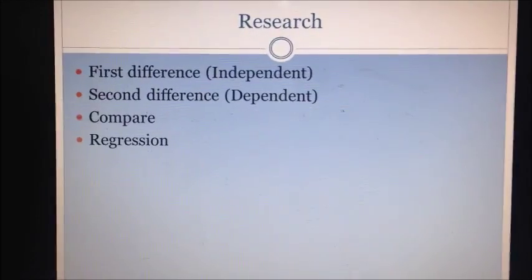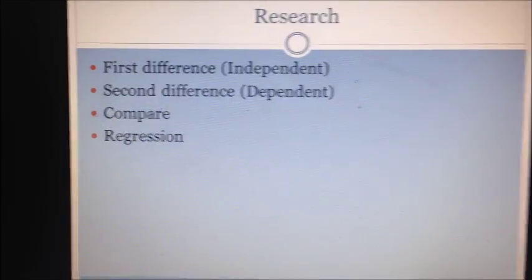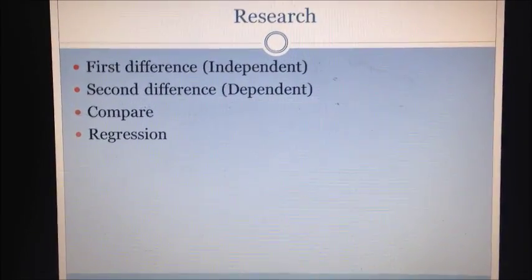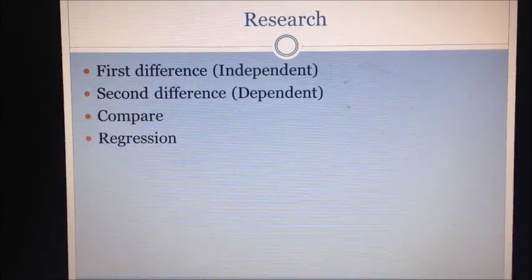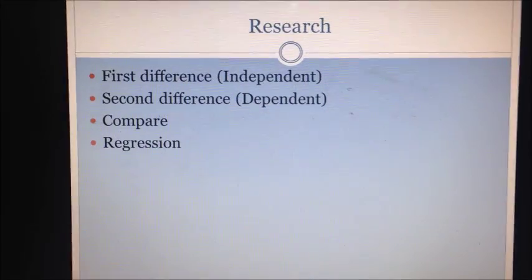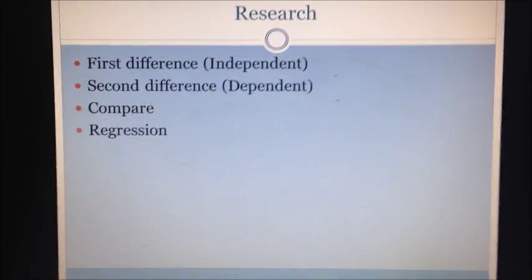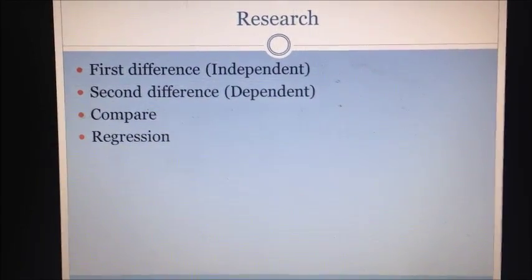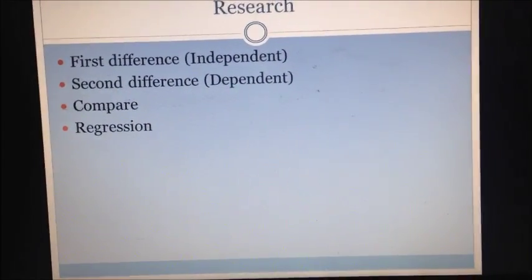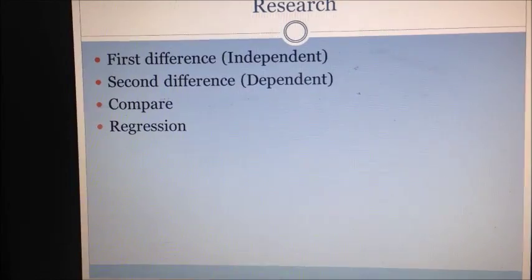Alright, so I have all these differences. I have the difference between the first day and the second day, that's my first difference, and the difference between the second day and the third day, that's my second difference. Within my research, I decided to do a regression. A regression determines if one variable is dependent on another. The random walk theory says that the second difference has no correlation to the first difference. So I ran a regression on these differences, using the first difference as the independent variable and the second difference as the dependent variable.